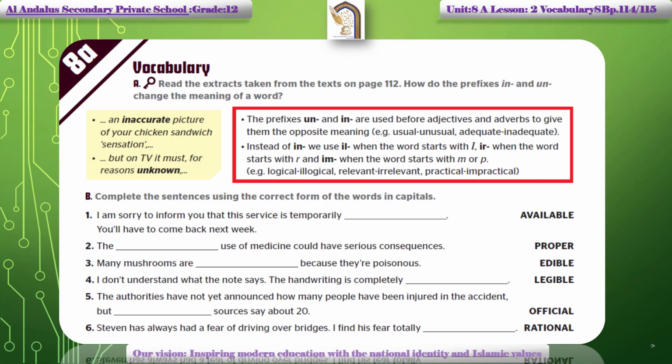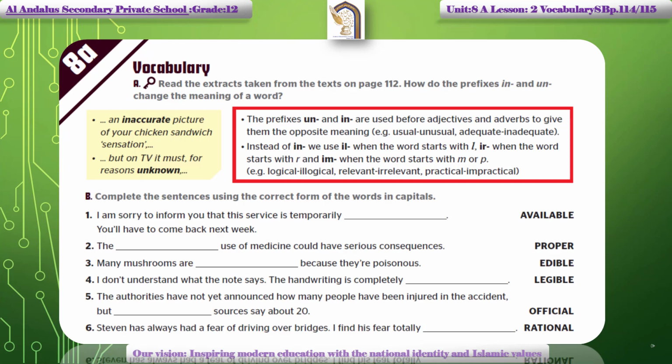Now it's time to do exercise B and check our understanding of the rule above. This is exercise B. Complete the sentences using the correct form of the words in capitals. These are sentences from 1 to 6, and we have got the words on the right-hand side of each sentence. This is number 1. I am sorry to inform you that this service is temporarily. You will have to come back next week. The word given to this sentence is available.